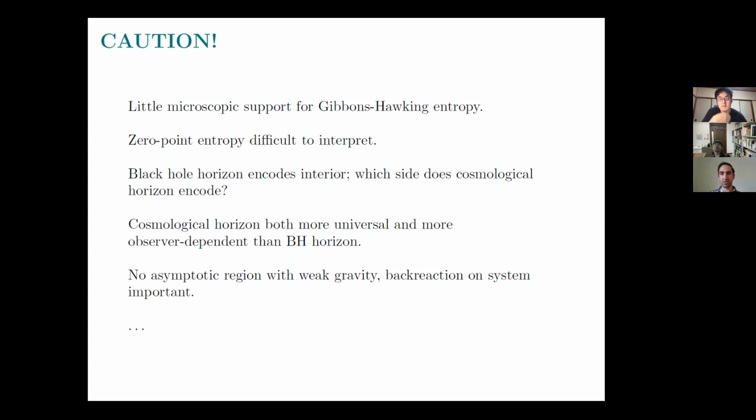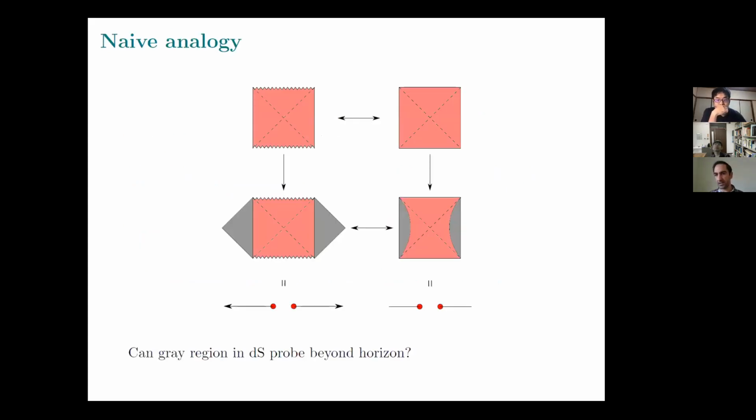So I want to explore first a naive analogy, which looks like the following. Here I've just drawn the thermofield double black hole in AdS spacetime. So here's one AdS boundary. Here's the other one. I'm assuming you can see my cursor. That's never really been an issue. So let me know if you can't see it. Here's a singularity. And okay, if you just don't look at this too carefully, this diagram looks like the de Sitter-Penrose diagram.